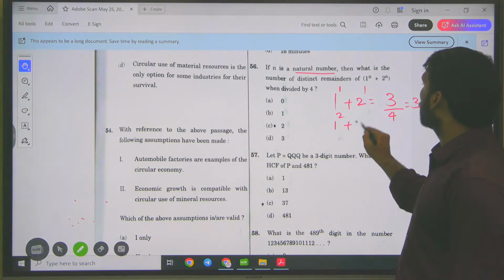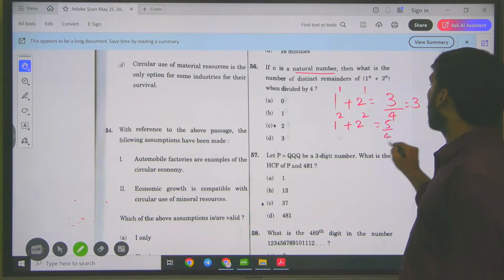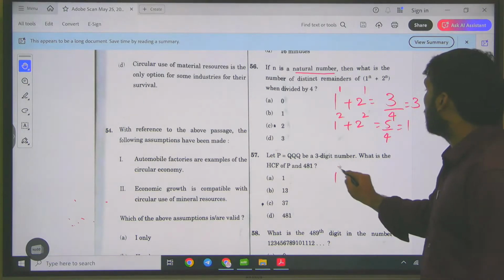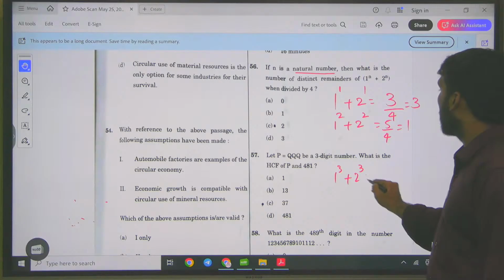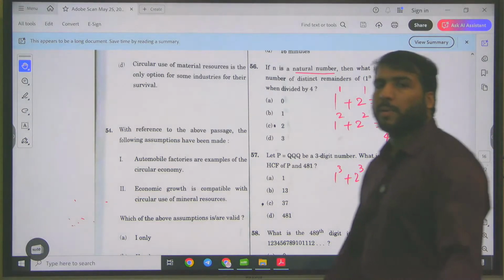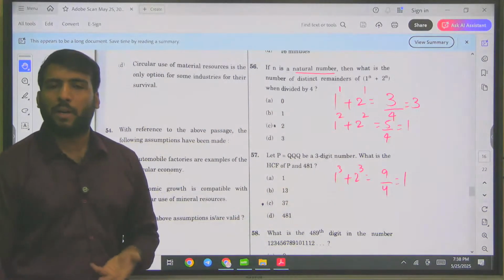1 square plus 2 square: 4 plus 1, 5. If I divide by 4, my remainder will be 1. Obviously, if I take 1 cube plus 2 cube, 8 plus 1, 9. 9 divided by 4, my remainder will be 1. Whatever the number, if you consider 2 power 4, 16, plus 1 power 4, which is 1 itself.